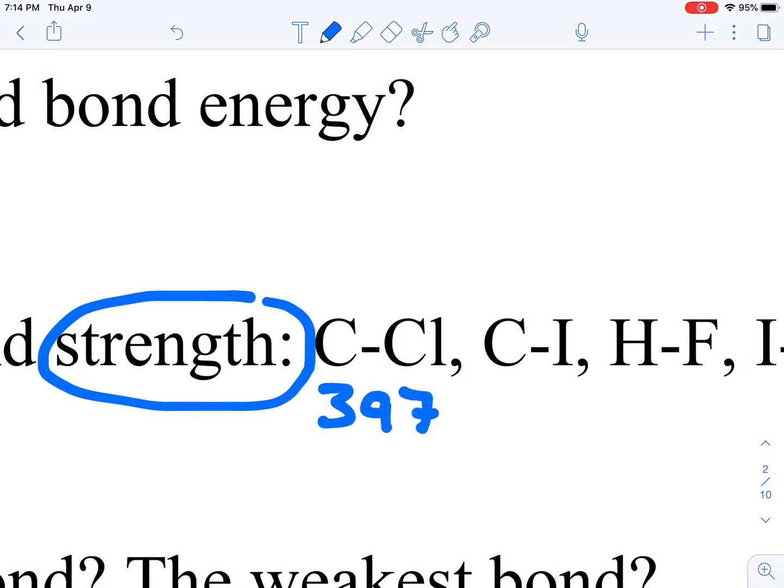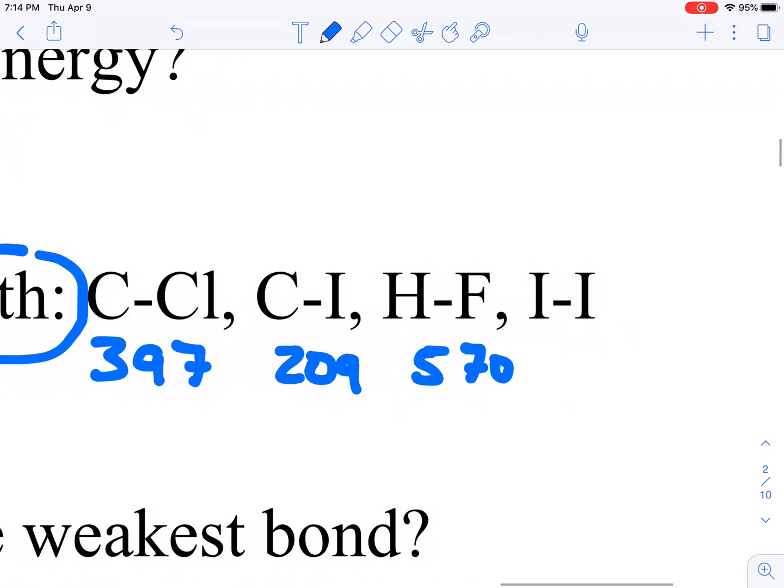CI has a bond energy of 209. HF is 570. And II is 151.